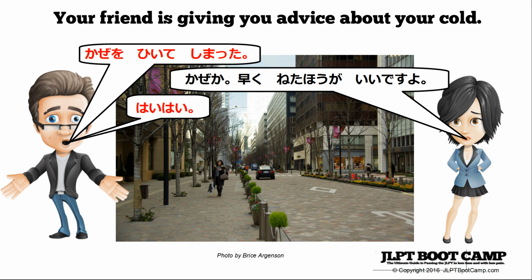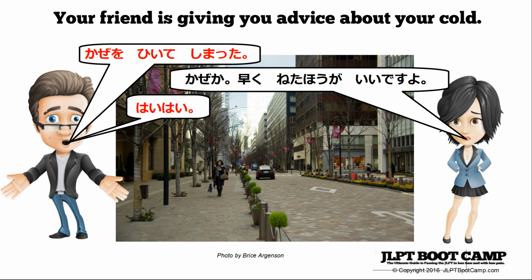You say, kaze o hite shimatta. And your friend responds, kaze ka hayaku netta hougaii desu yo. And you respond, hai. So first you said kaze, cold. O is the object marking particle. Hite is to catch a cold. This kind of co-locates with cold. Shimatta is you regrettably did something. So you regrettably caught a cold.